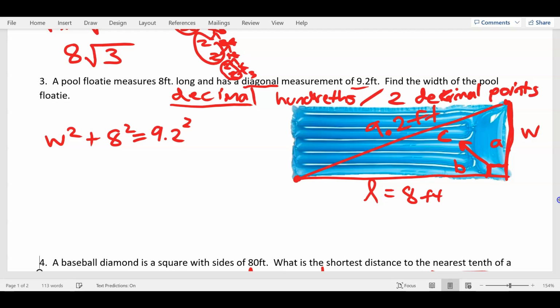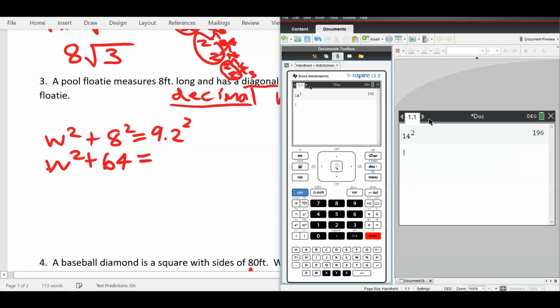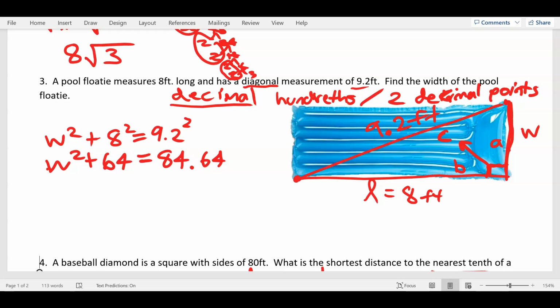Okay, so let's do some math. W squared plus 8 squared is 64. 8 times 8. Now 9.2 squared. Let's find out. 9.2 squared is 84.64. So again, when I'm doing these type of problems, I'm going to have a decimal. So let's solve for W. Again, since I'm missing the leg W width, I'm going to subtract.